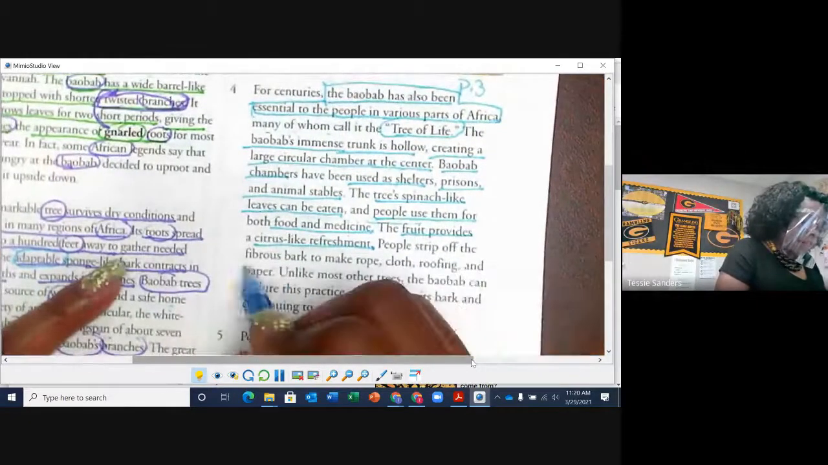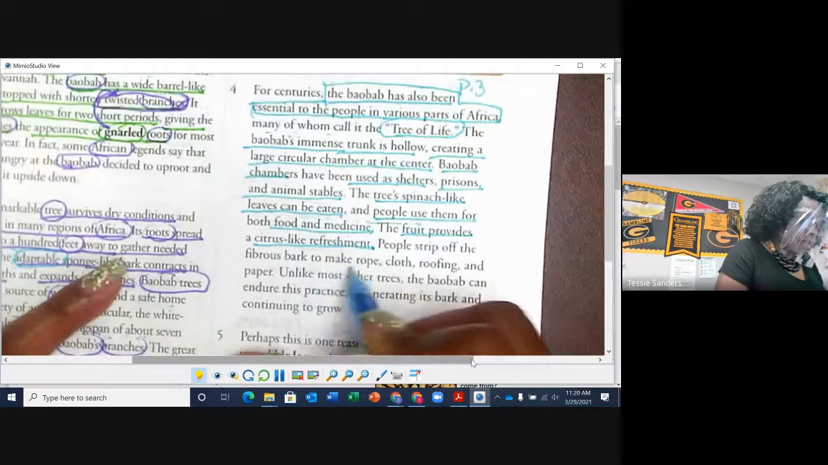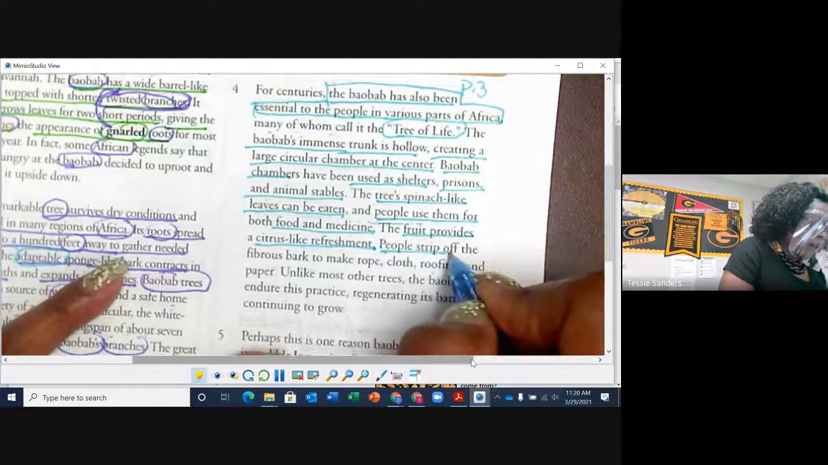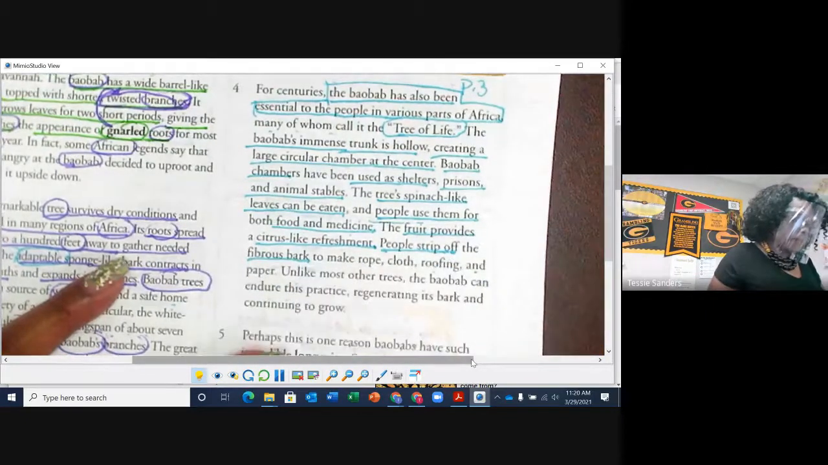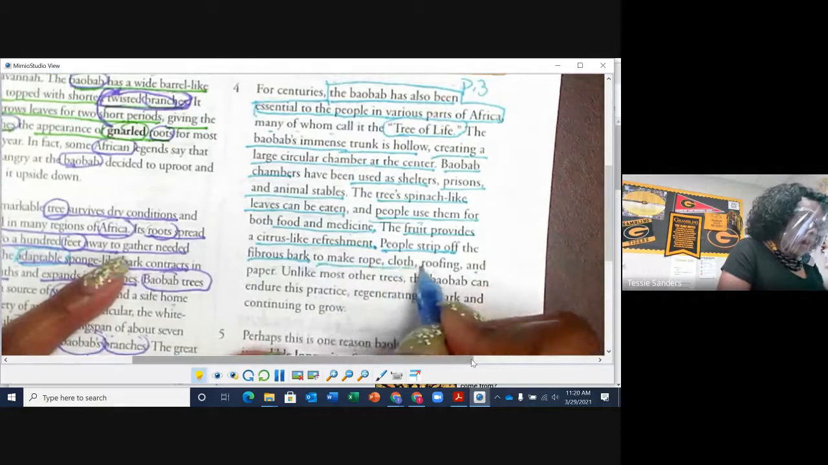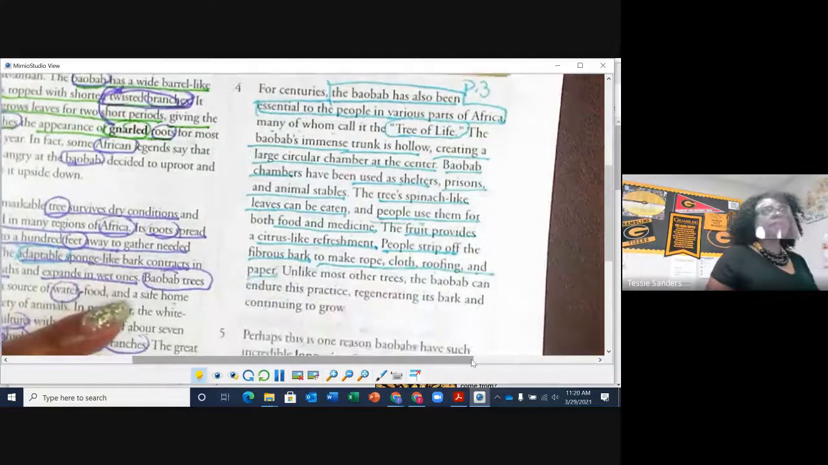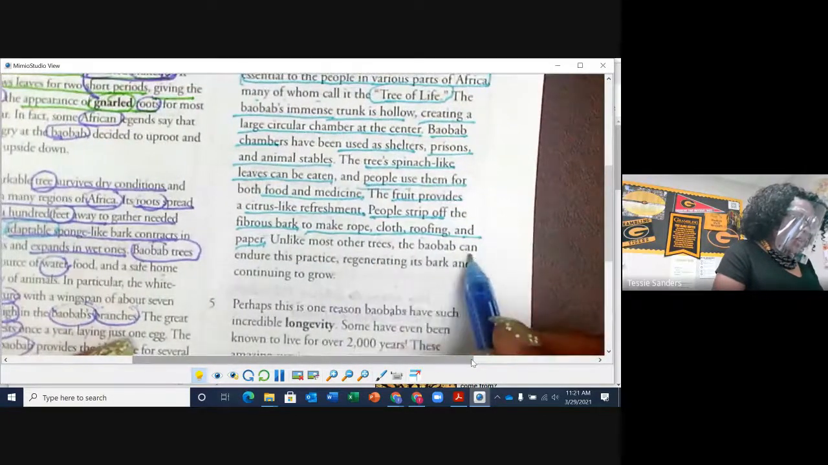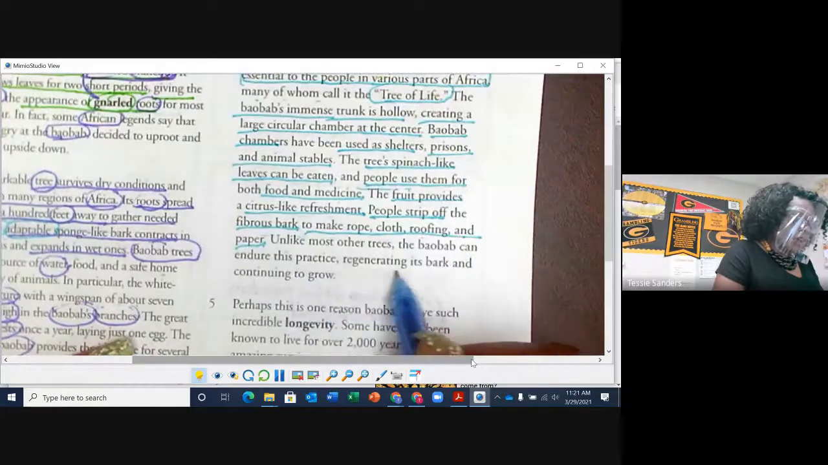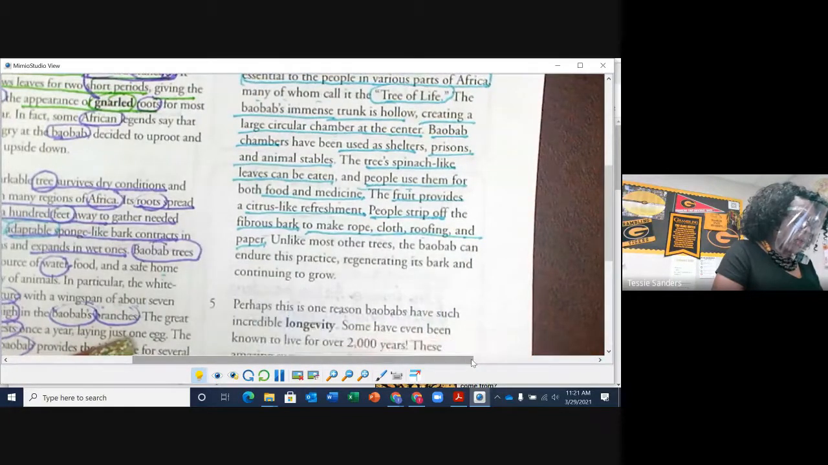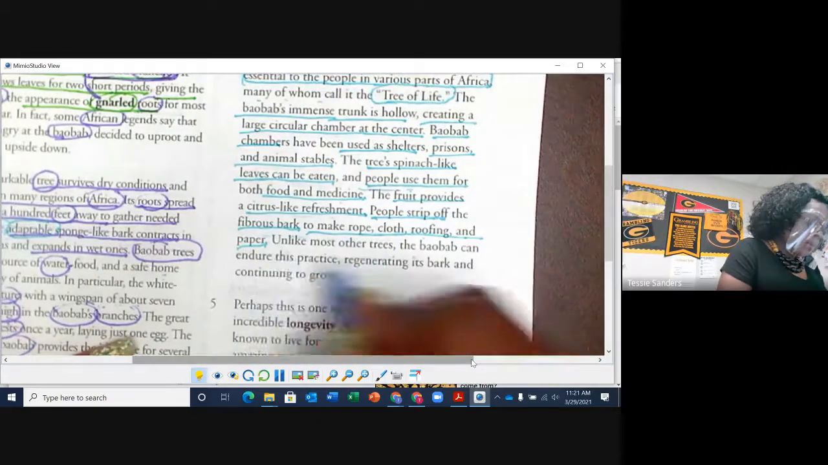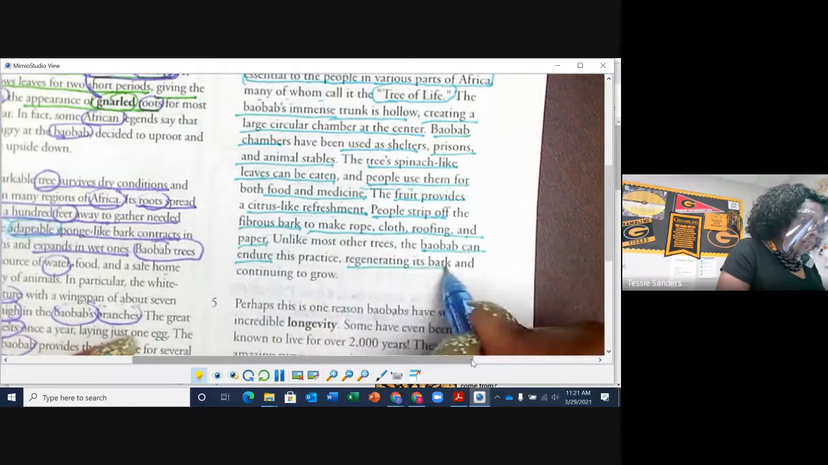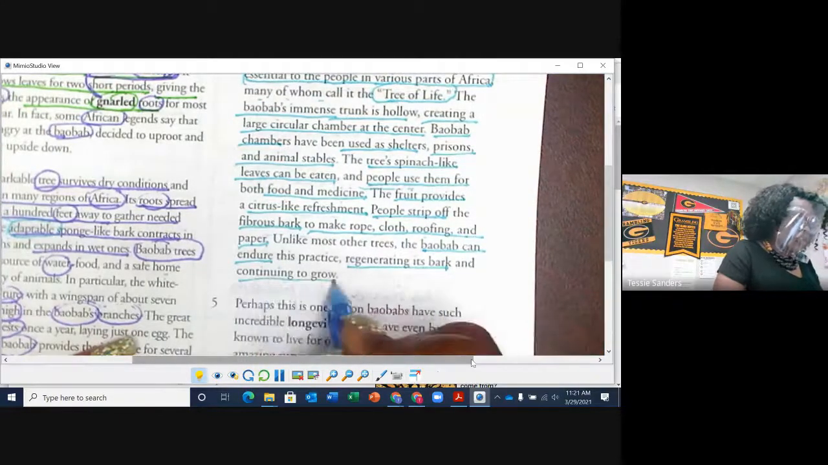People strip off the fibrous bark to make rope, cloth, roofing, and paper. Unlike most other trees, the Balboa can endure this practice, regenerating its bark and continuing to grow. Right? Balboa can endure, regenerating its bark and continuing to grow.